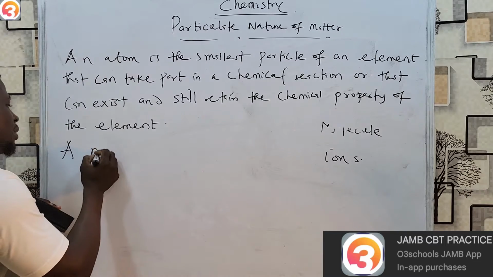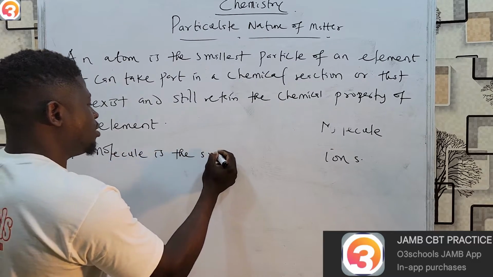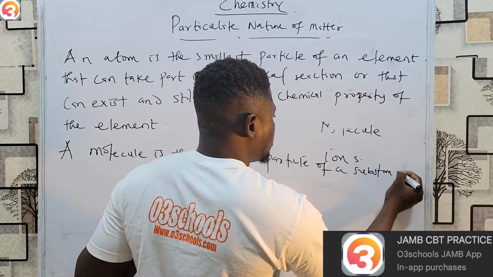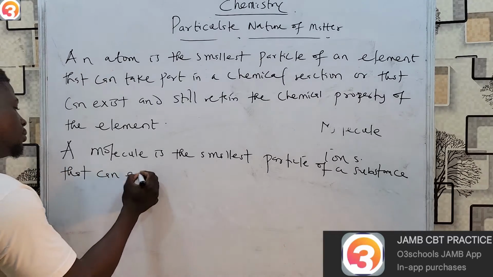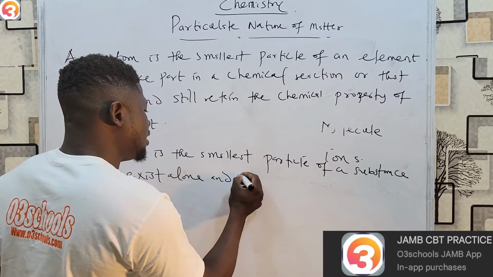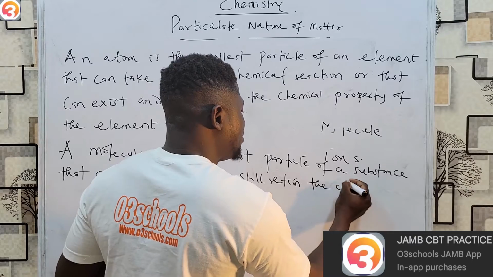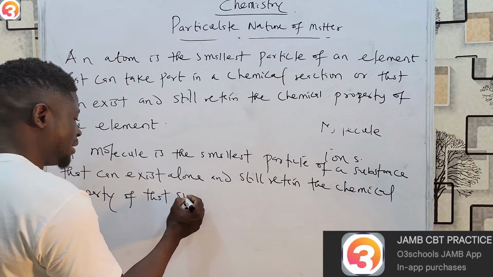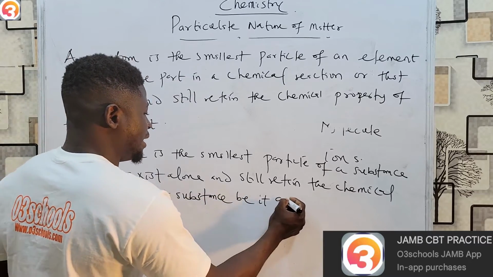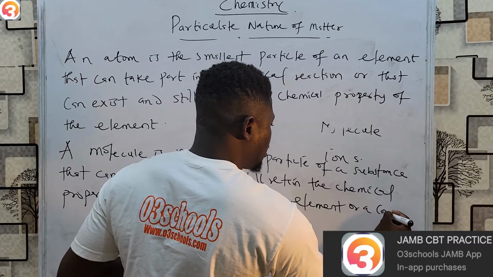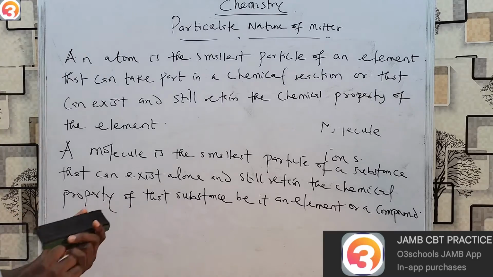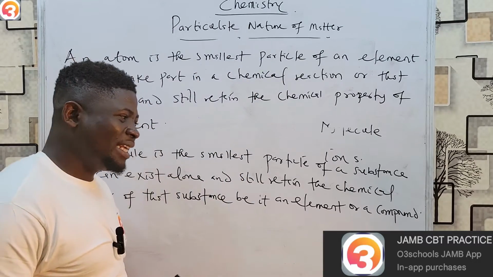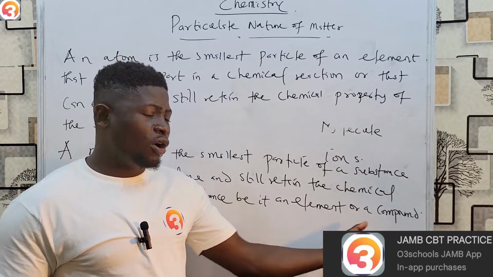And a molecule, let's put it down so that it will be clear, is the smallest particle, this time of a substance, that can exist alone and still retain the chemical property of that substance, be it an element or a compound. So a molecule is the smallest particle of a substance that can exist alone and still retain the chemical property of that substance, be it an element or a compound. So the substance could be an element or could be a compound.